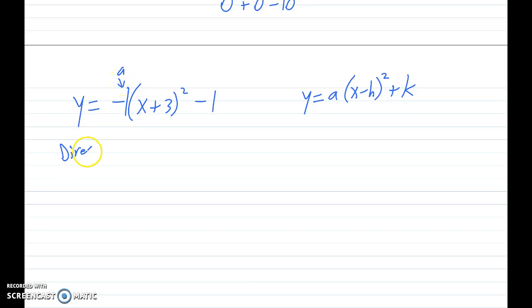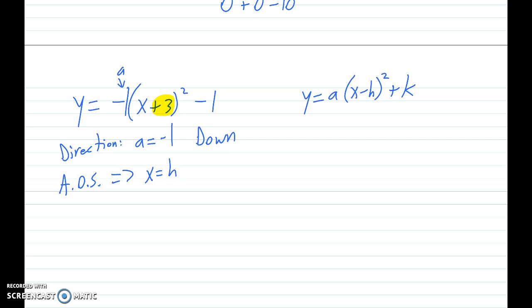And it turns out, as far as direction is concerned, since a is a negative number, that means my parabola is going to go down. Now, as far as the axis of symmetry, there is no b to work with anymore. So I need to look right here. It turns out the axis of symmetry is always at x equals h, okay, when you're in vertex form.